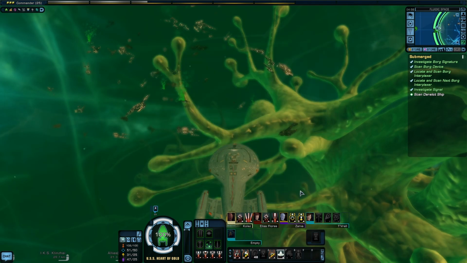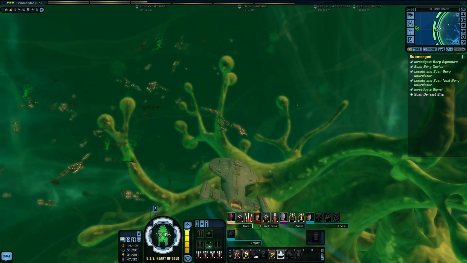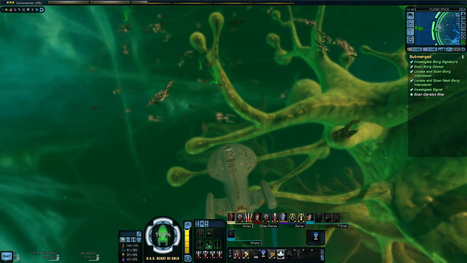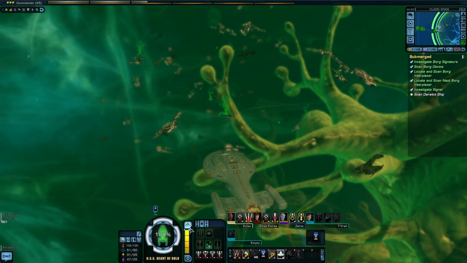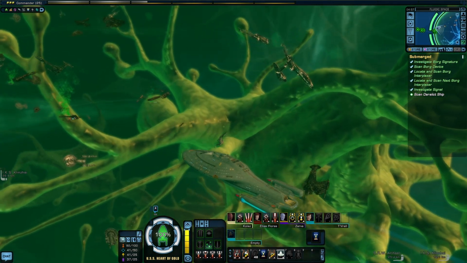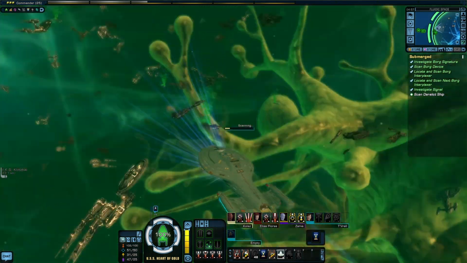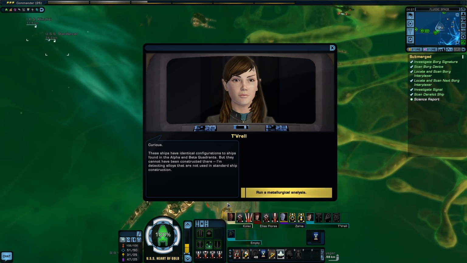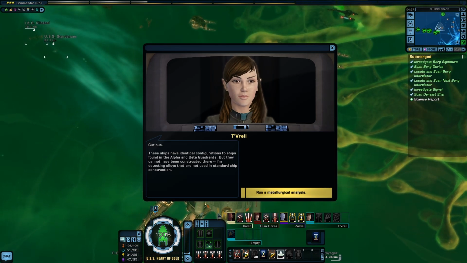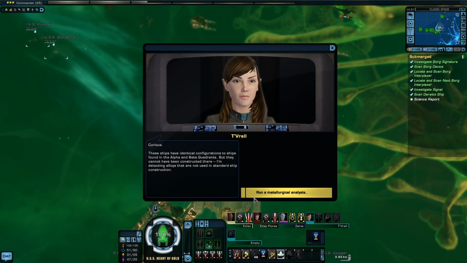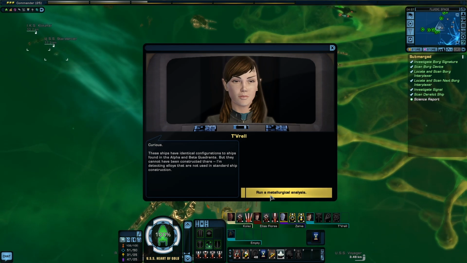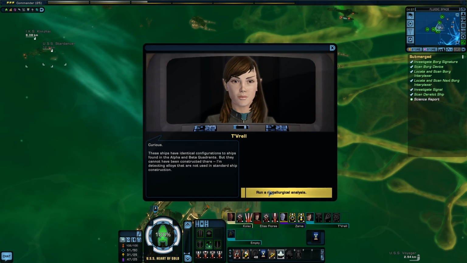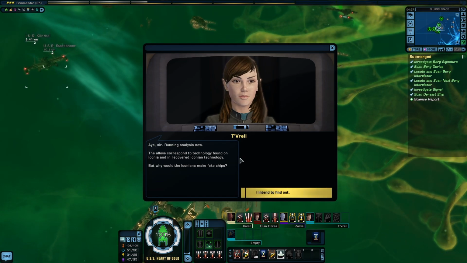What's going on here? Something doesn't add up. What would all these ships be doing here? They don't normally keep a presence in fluidic space. This is odd. These ships have identical configurations to ships found in the Alpha and Beta quadrants, but they cannot have been constructed there. I'm detecting alloys that are not used in standard ship construction. Run a metallurgical analysis. Something's not adding up here.